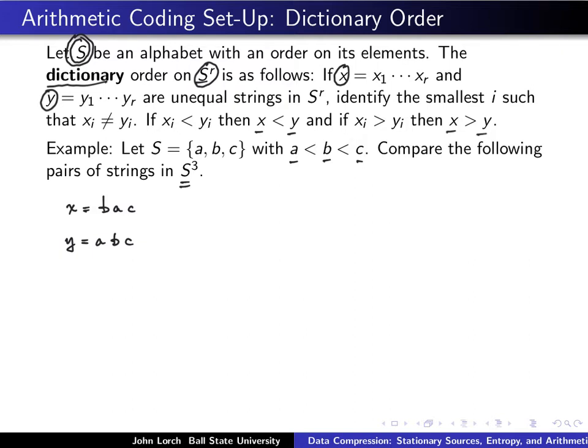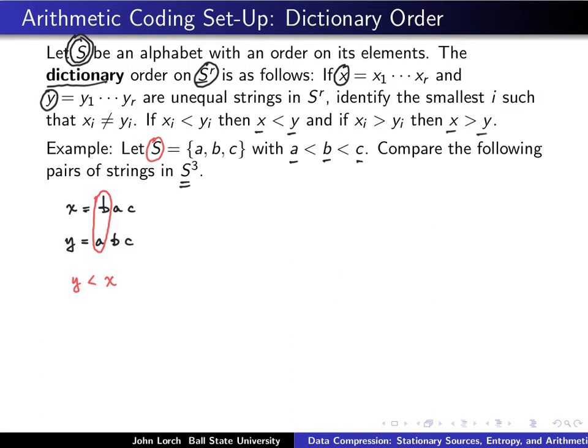So remember that the process asks us to identify the first place, beginning from the left, where the strings differ. And that happens right at the very beginning. Now that I've identified that place, I compare those two objects. That is, I compare A to B. Now I know A is smaller than B in my order on S, and therefore my string Y is going to be less than string X in the dictionary order on S3.